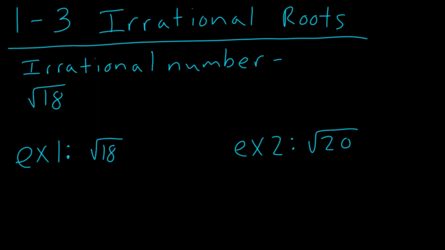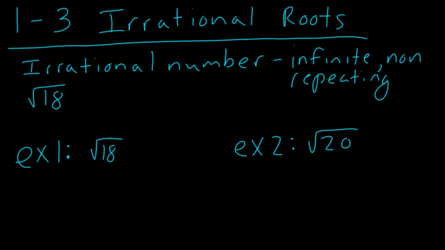All right, and welcome to 1-3, Irrational Roots. Now, we want to talk about what an irrational number is. So, a rational number is a number that can be written as a fraction, but an irrational number cannot be written as a fraction. And the reason is because it will always come out as an infinite, non-repeating decimal. And what do I mean by that?